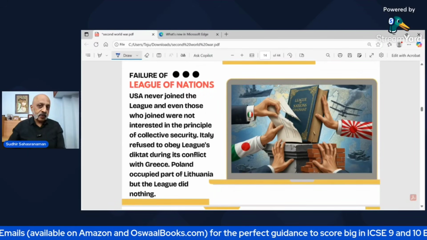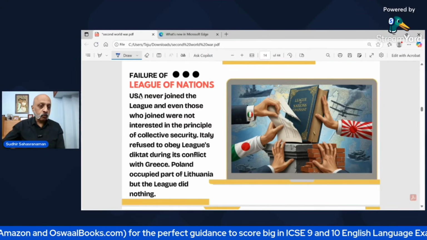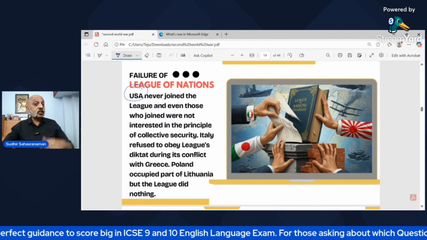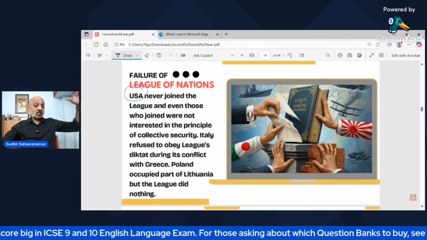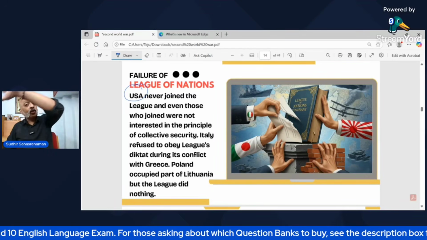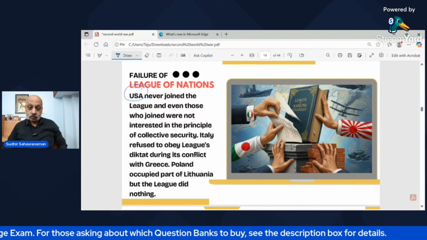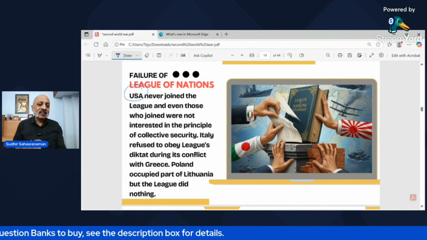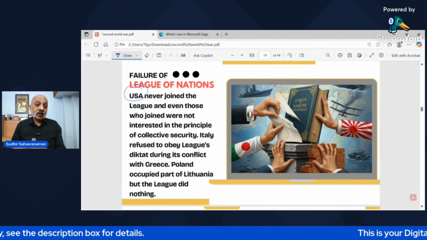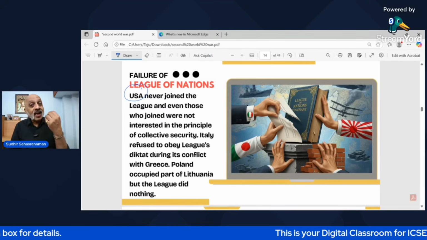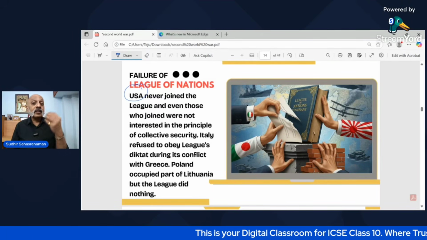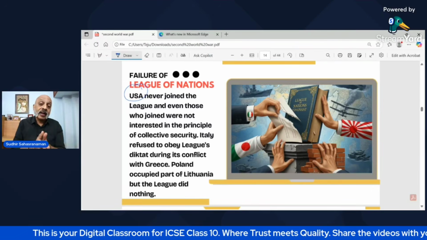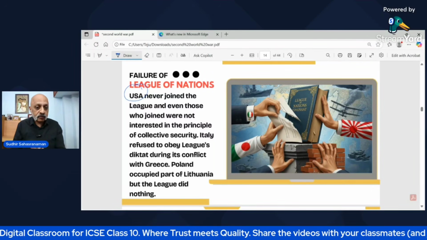The important aspect which we saw in the First World War chapter also was that the USA never joined the League of Nations, because the US Congress, the Senate, did not want the USA to get embroiled in the politics of Europe, right? So even those who were part of the League of Nations were not really interested in following the principle of collective security, that all of us should be responsible. Everyone was flouting the guidelines. Nobody was following the rules laid down under the Charter of the League of Nations.